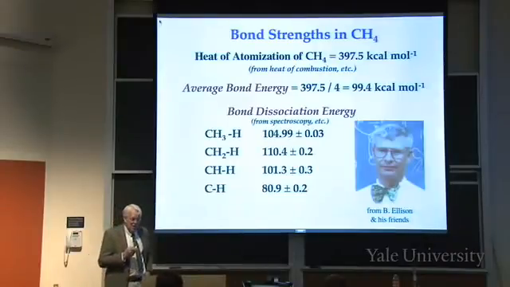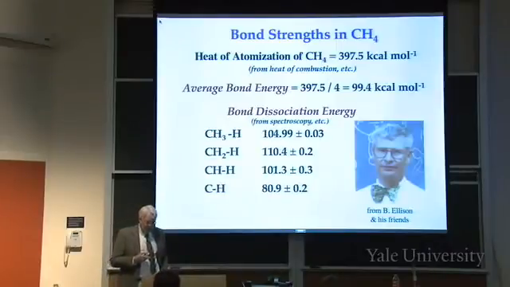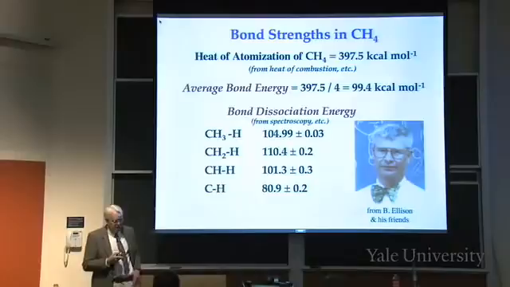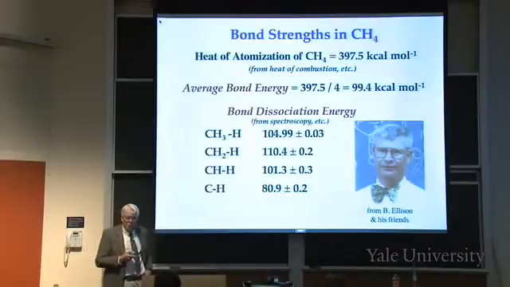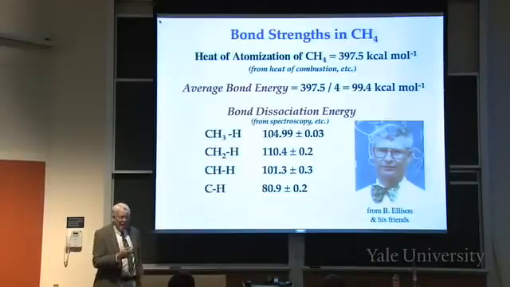And then you have CH3. If you take a second H off that, it's 110.4. The next one is 101.3. And the final one, taking H away from C, is only 80.9, right? Now, these are done by spectroscopy, and Barney Ellison may come talk to us in the spring. He's often traveling through and talks about how he measured these things. But those are done by spectroscopy.